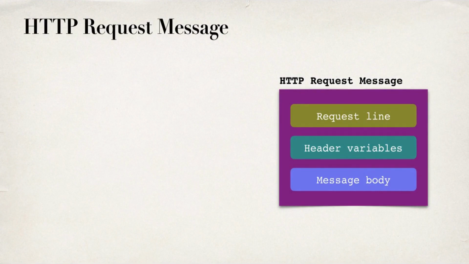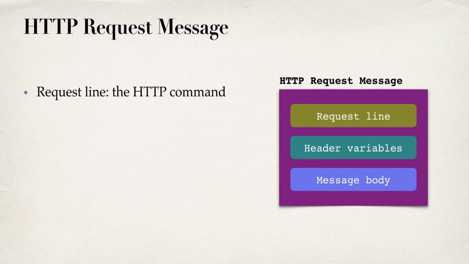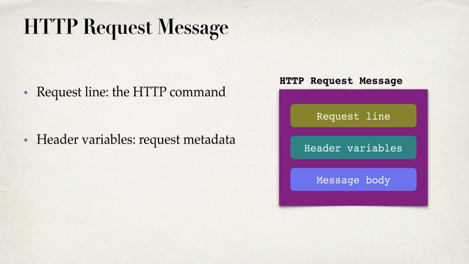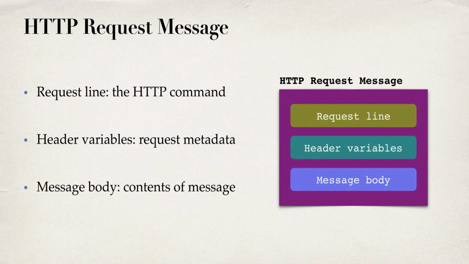Now, the actual request message has three main parts. It has a request line, header variables, and message body. So the request line has the actual HTTP command or method. So this has the GET method or the POST method or the actual DELETE method. The header variables has the request metadata, so additional information about this request. And then the message body has the contents of the message or the actual payload. So if you're adding a new entity, then the actual contents of that entity will be in the message body as JSON. And we'll see examples of this coming up in some later videos.